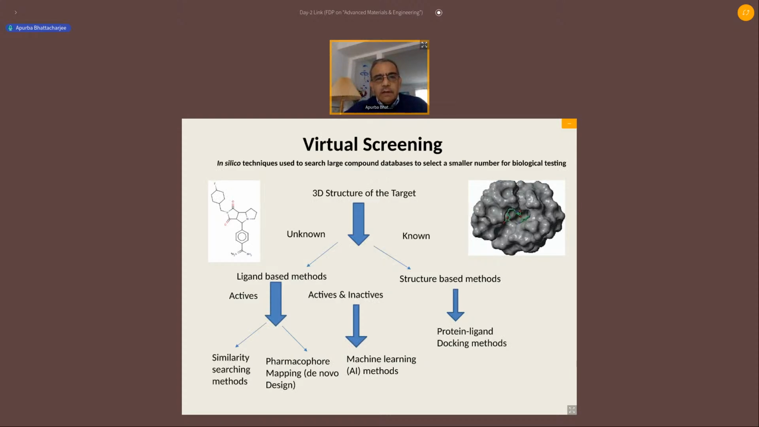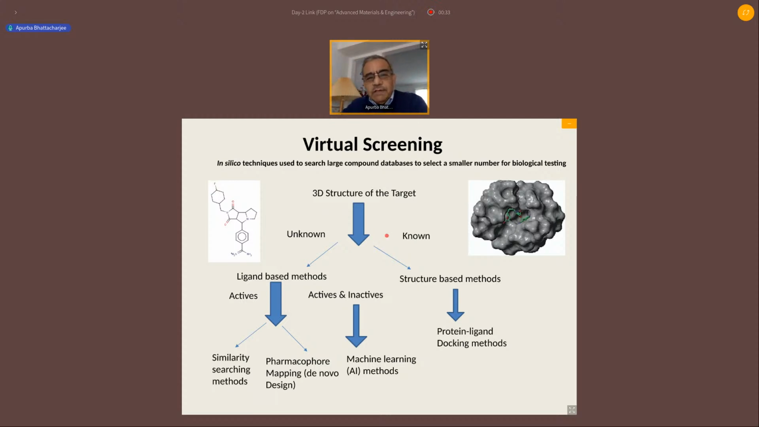Now, virtual screening is an in silico technique which is commonly used these days. These days means at least for the last 10 years or so, where using in silico methods, you can shortlist the number of compounds for the actual testing, that means the experimental testing. So what is the process of virtual screening? We need to know the three-dimensional structure of the target, that means the disease-specific target, that is the protein structure. And once we know that, then life becomes a lot simpler.